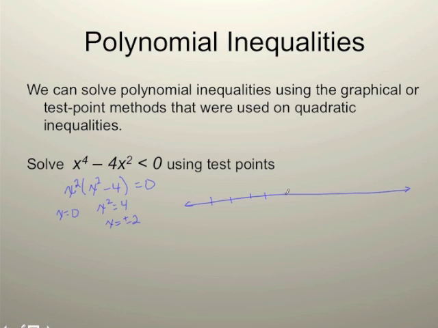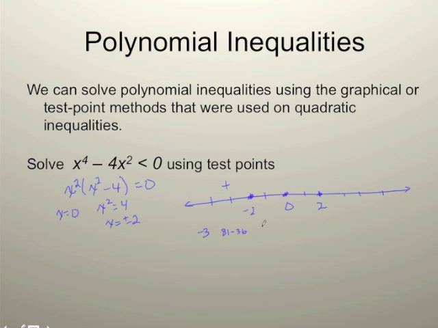And if I go to a number line, 0, 2, and negative 2 are my points. Then I'll want to test things in between those points. So here I will test negative 3. Testing that will give me 81 minus 36. That will be positive.